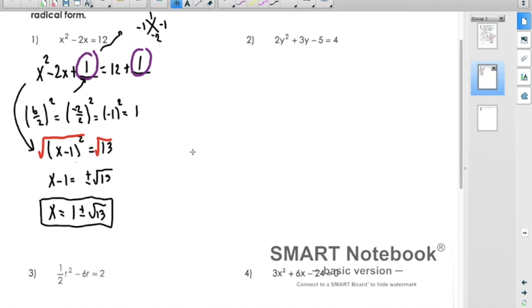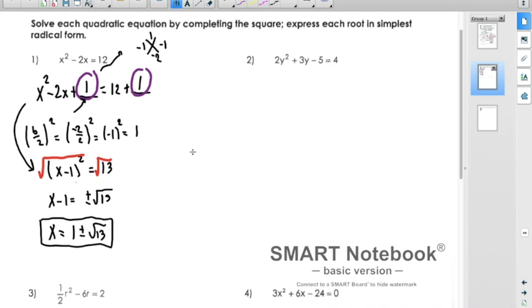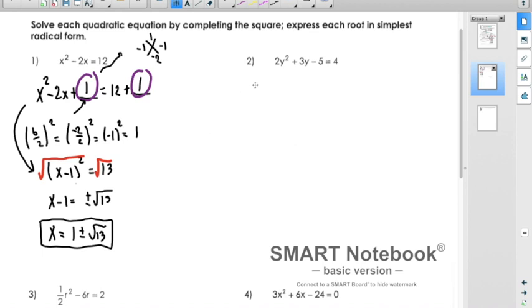Alright, let's do number 2. So it's following the same procedure. Rearrange the equation so that we have our variable on the left side and our numbers on the other. So we're going to have to move this plus 5 to the other side. So we'll have 2y squared plus 3y. Remember, we're going to have the blank here, even though we're moving the plus 5, plus some blank equals, well, 4 plus 5, that's going to be 9, plus that same blank.